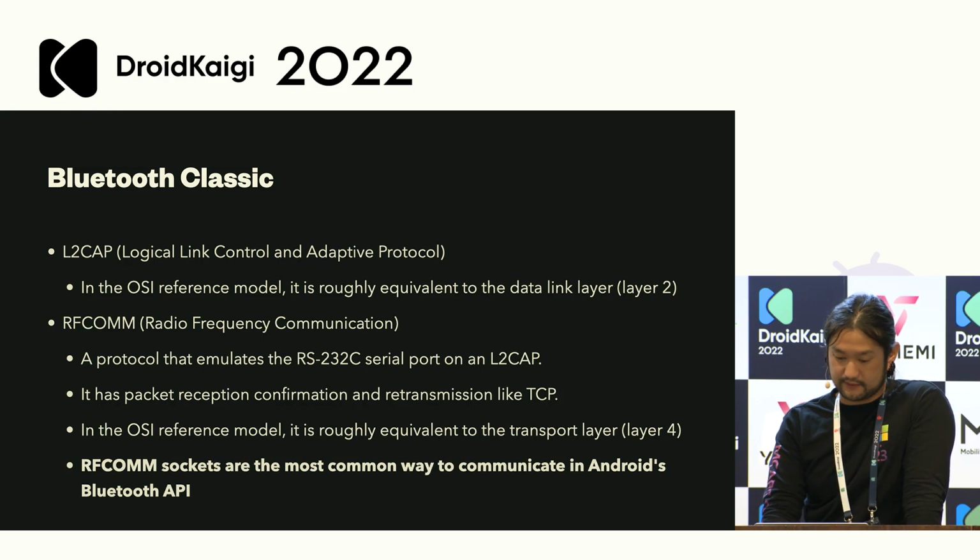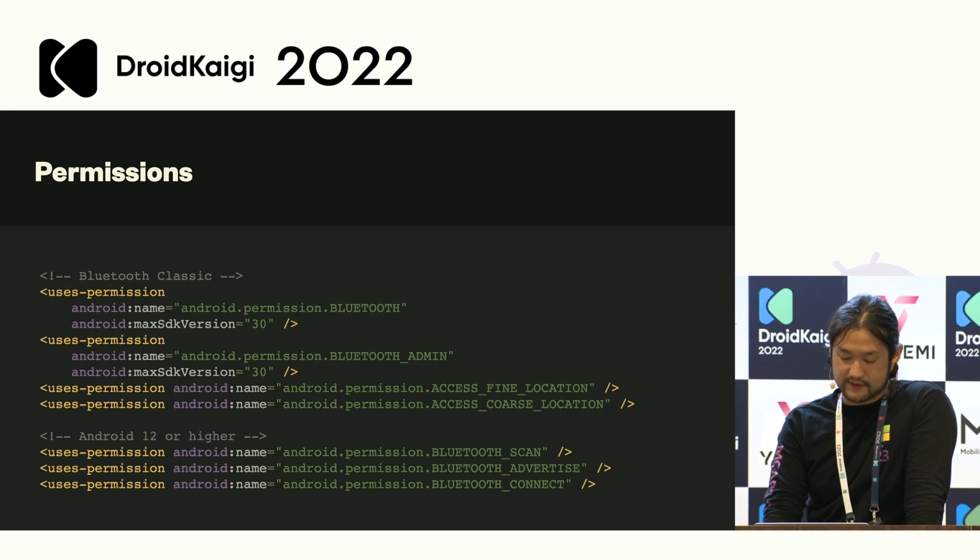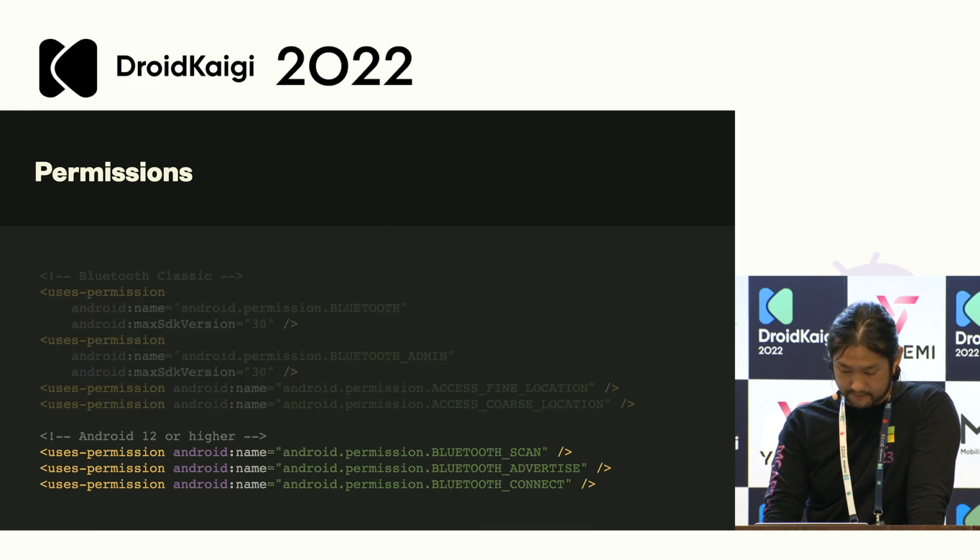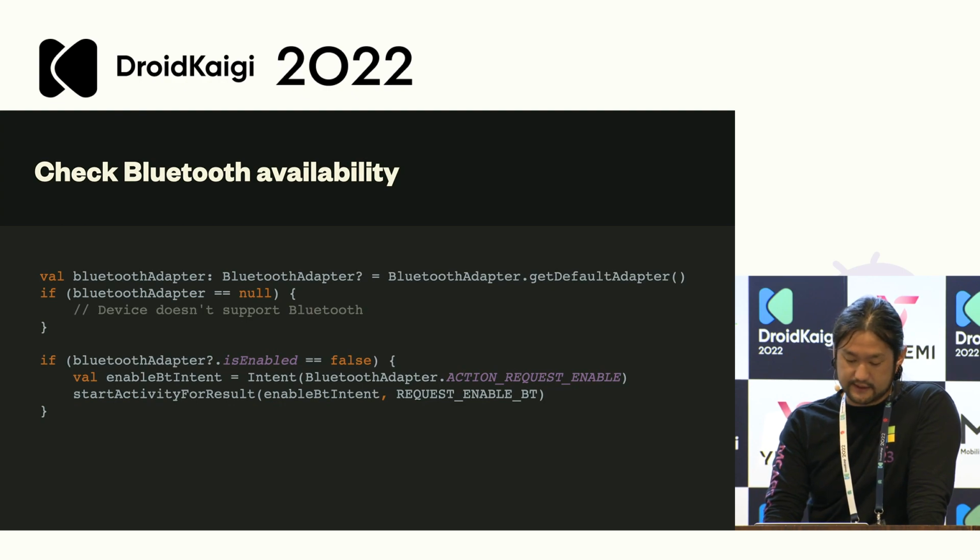OK, let's look at the code now. First, permissions. Android 12 adds a lot of fine-grained permissions, but don't worry about that. Just copy and paste. Next, we obtain an adapter to communicate via Bluetooth and check if Bluetooth is enabled on this device.